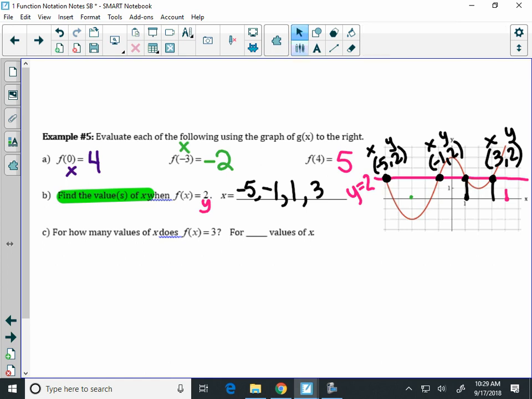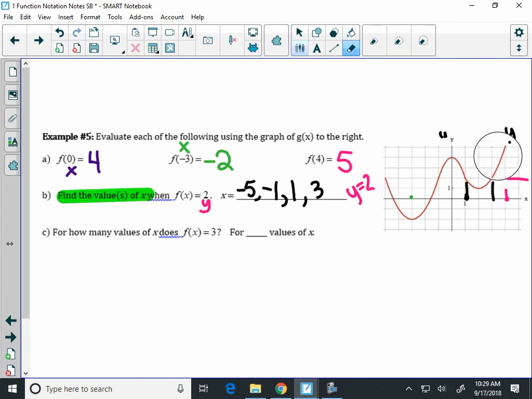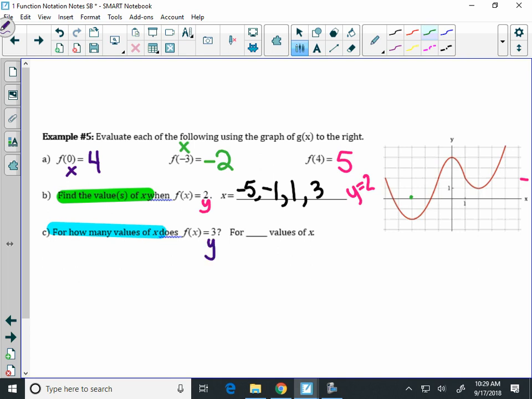Finally, how many values of x? So this is asking a different question. They're not saying what values of x. They're saying how many values of x does f of x equal 3? Well, 3 is a y value. So every time they ask you for the y value, go to your graph and draw a line where y equals 3. Now they just want to know how many times do those two lines cross each other. So it looks like they cross each other for 3 values of x.